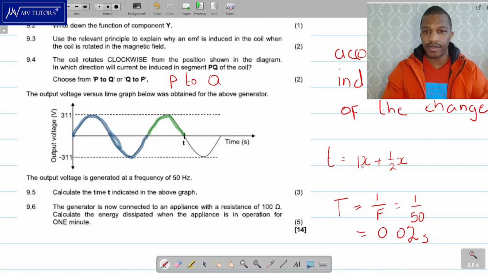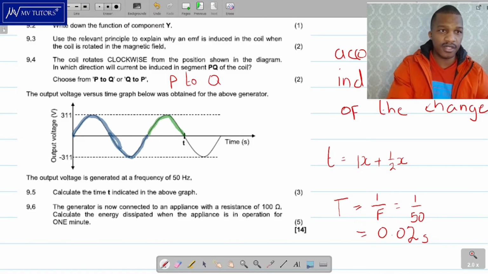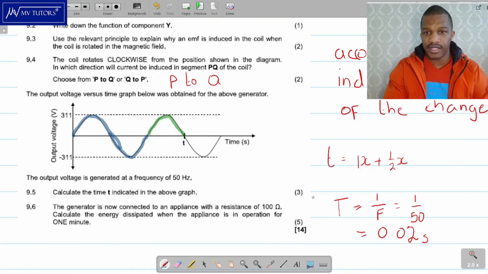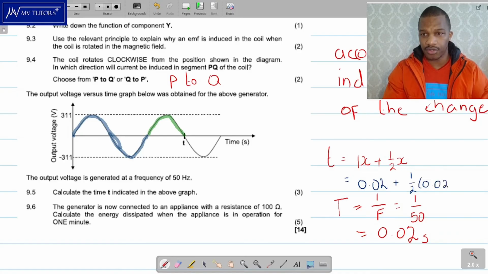So now this means that if we come back here, we can complete this and say our x is actually 0.02. 1 times 0.02 is still 0.02, and then we have a half times 0.02.